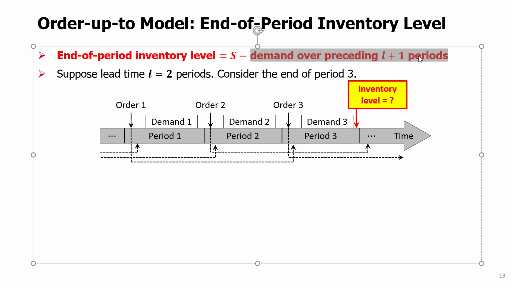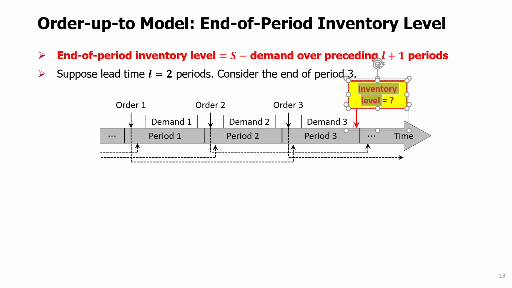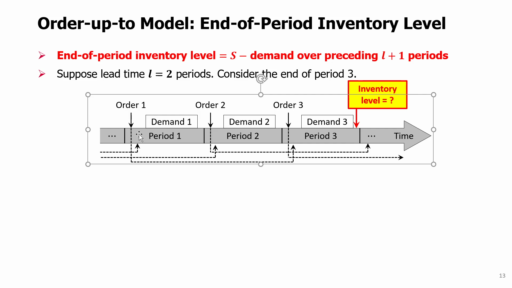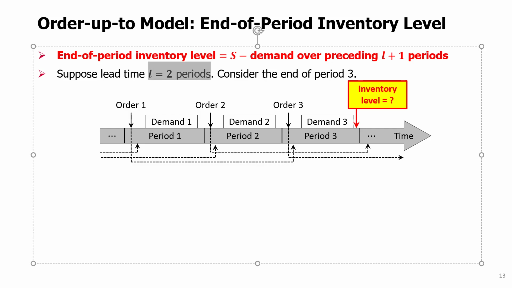In order to understand this situation a little bit better, we will look at a lead time of 2 periods and the timing of events shown in this picture. So we will ask ourselves, what's the inventory level at the end of period 3? Notice if lead time is 2, then if you order something in period 1, you receive it at the beginning of period 3. And if you order something in period 2, you receive it at the beginning of period 4, and so on. So the lead time is 2 periods.